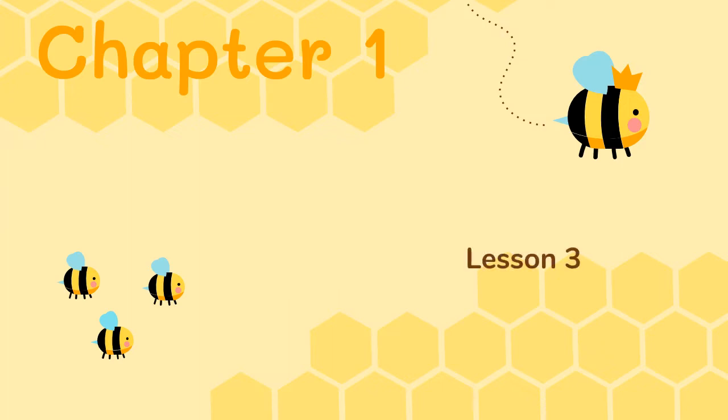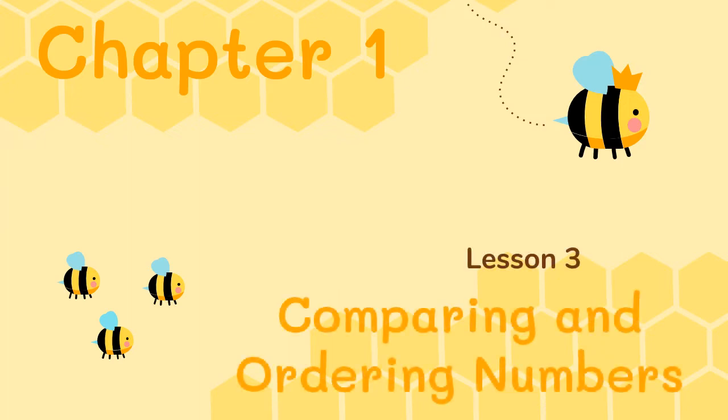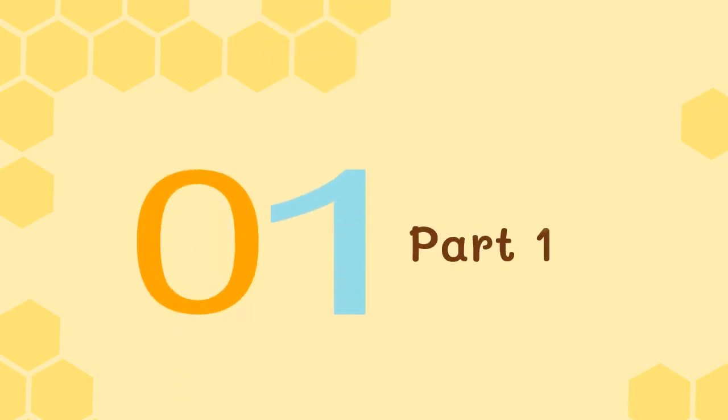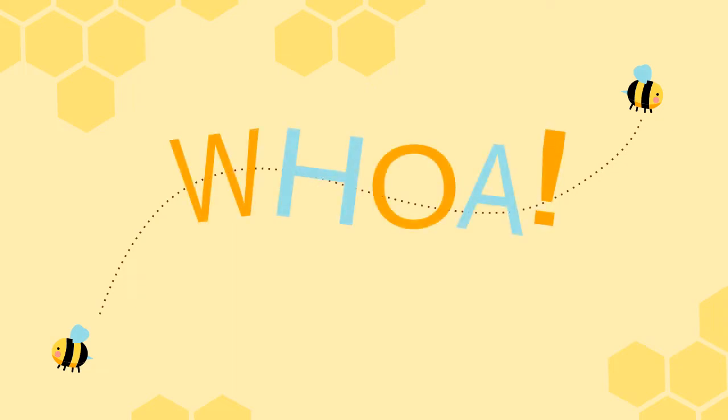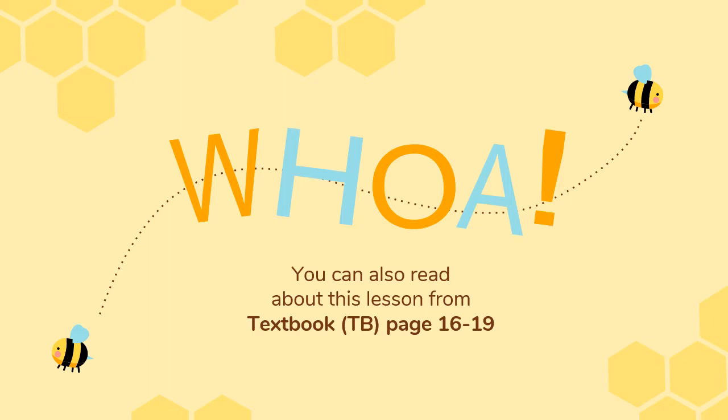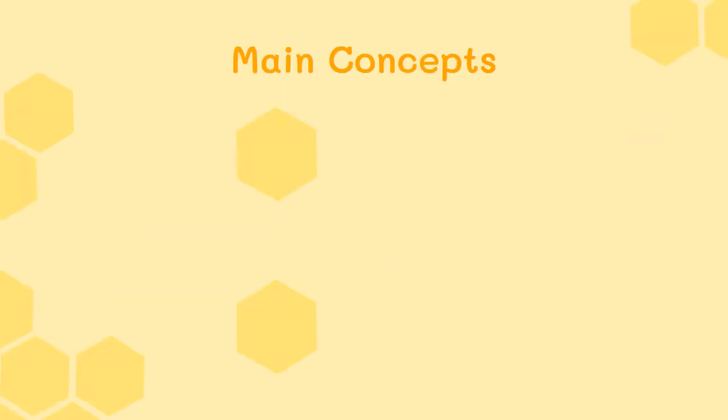Lesson 3, comparing and ordering numbers. And today is part 1. Okay, prepare your textbook now. You can also read about this lesson from textbook page 16 until 19. Let's go to the main concepts.